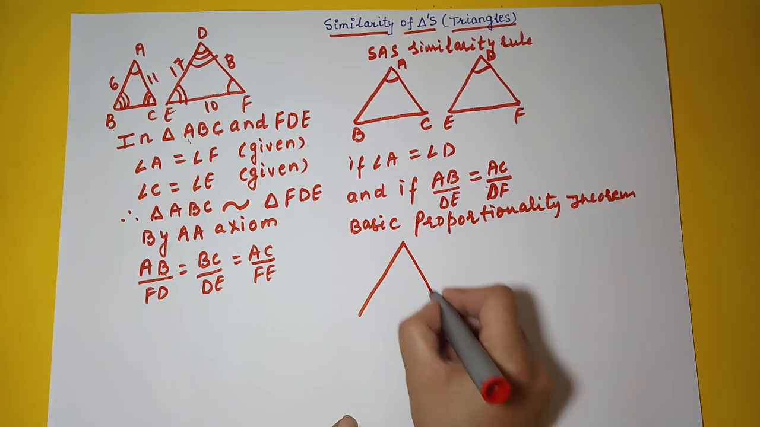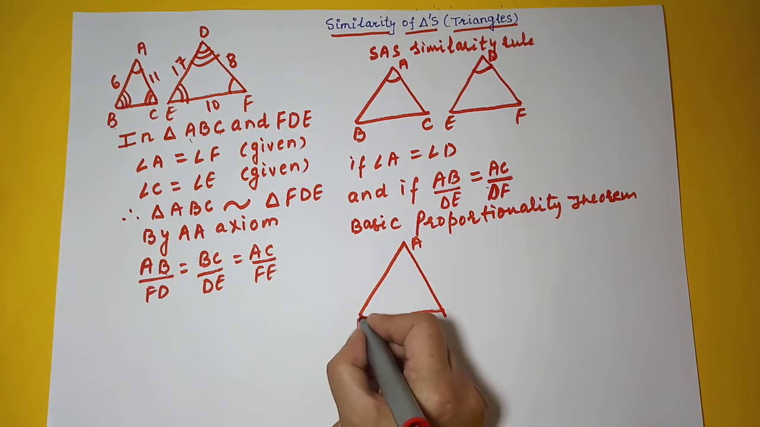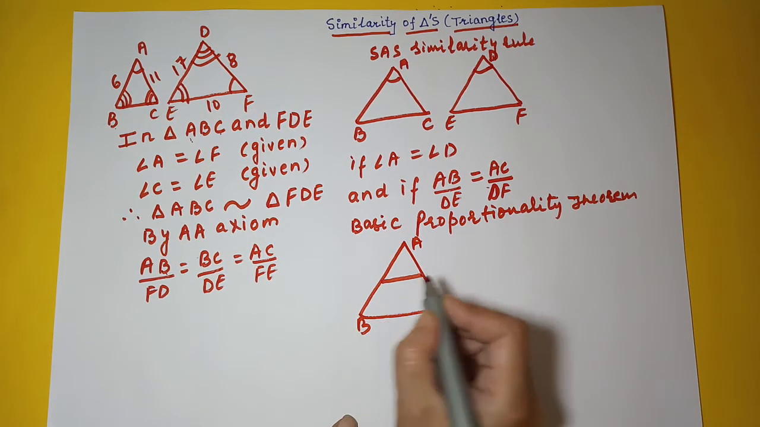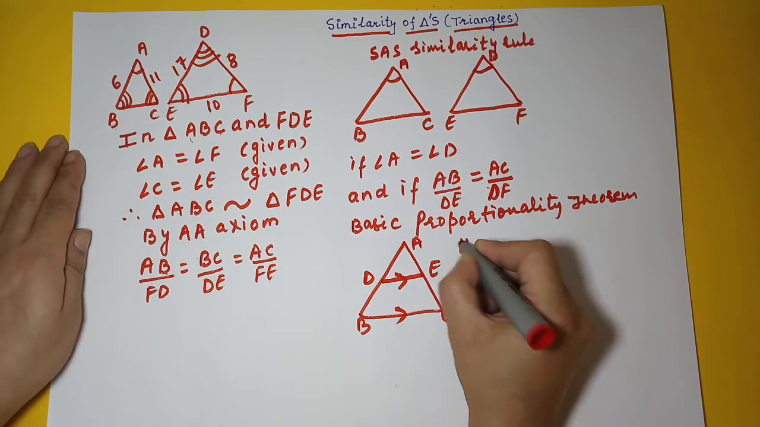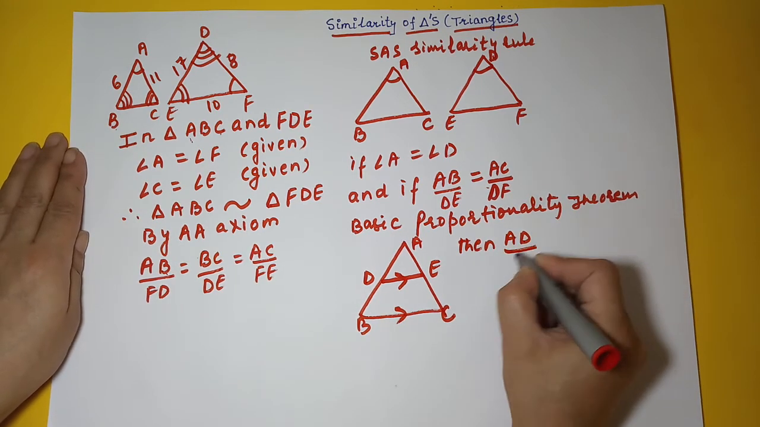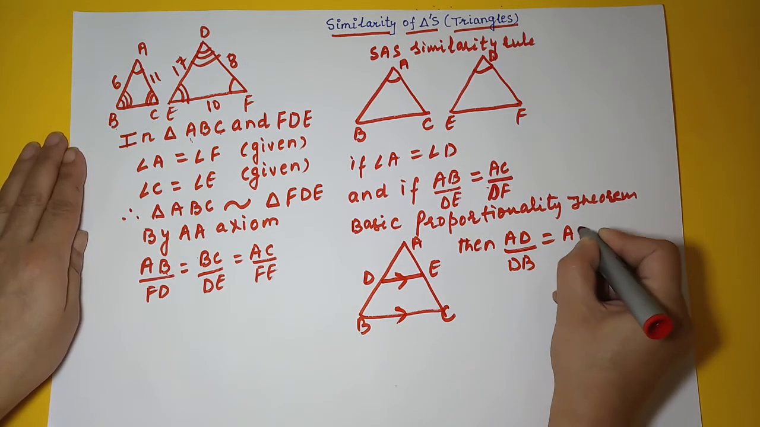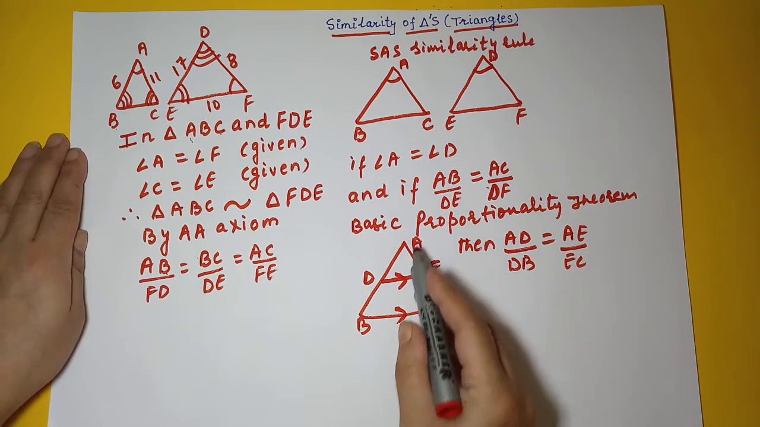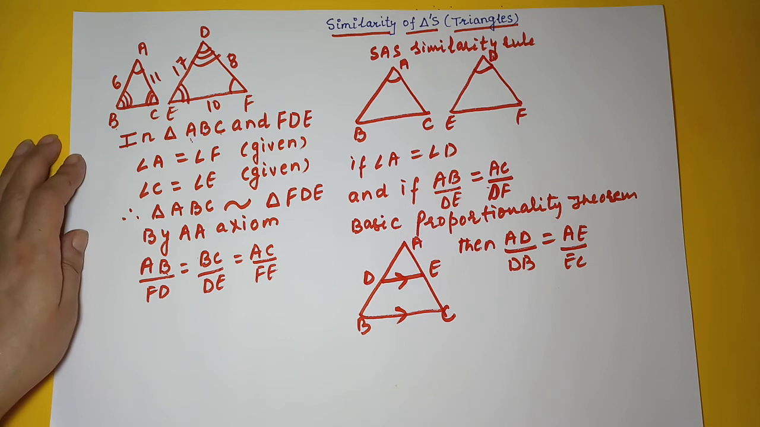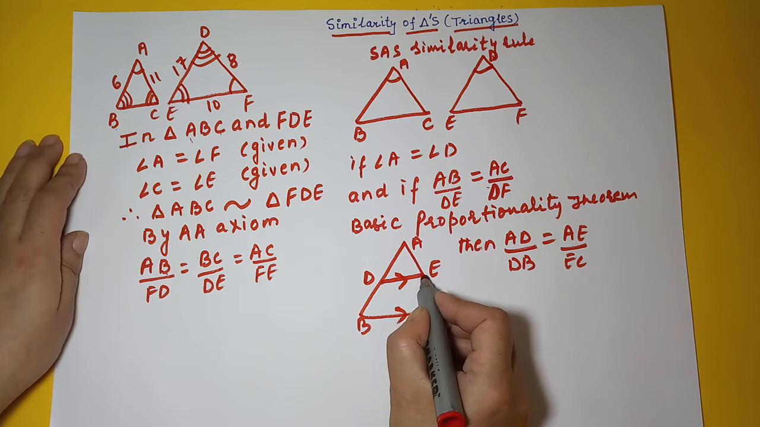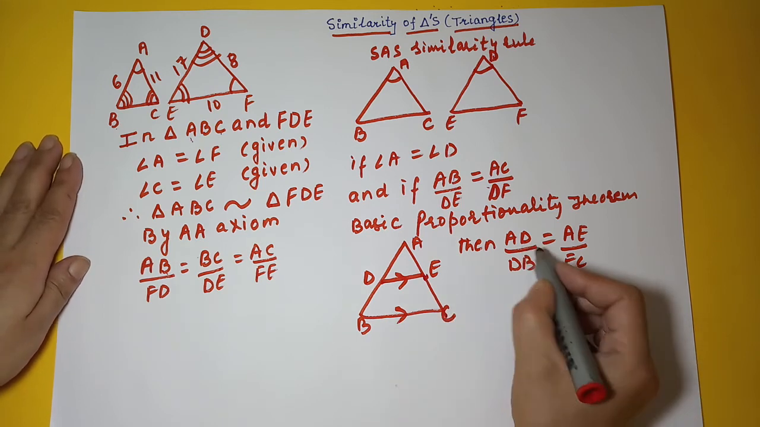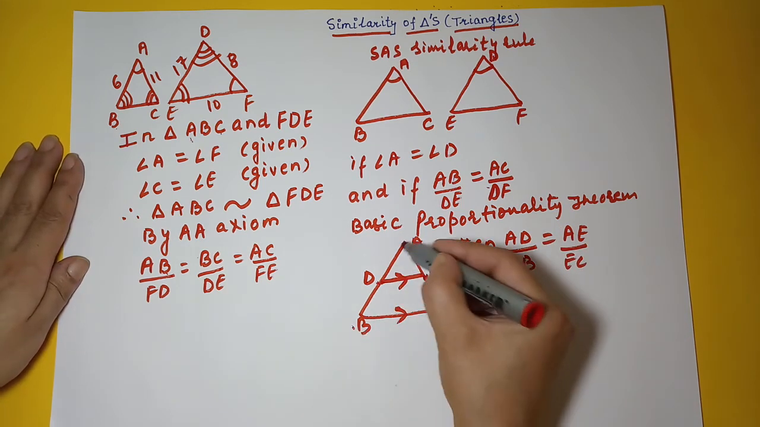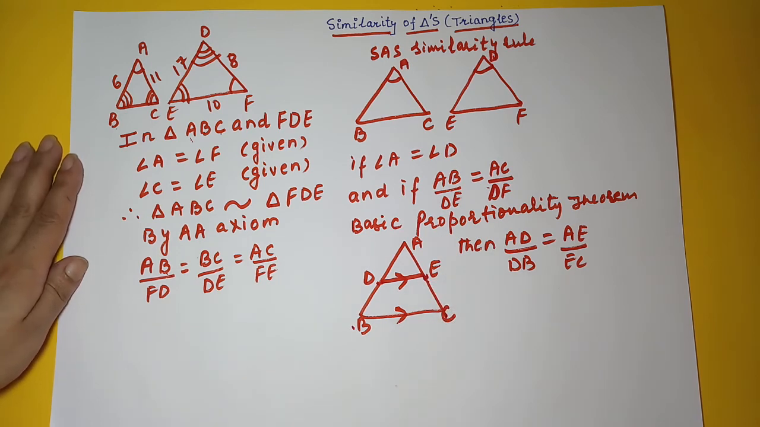If you have a triangle, say ABC, and if there is a line DE which is parallel to BC, then you can say that AD upon DB is equal to AE upon EC. This is called basic proportionality theorem. This applies to every triangle. If in any triangle there is a line joining the two sides and that line is parallel to the third side of the triangle, then you can say that AD upon DB is equal to AE upon EC, right?